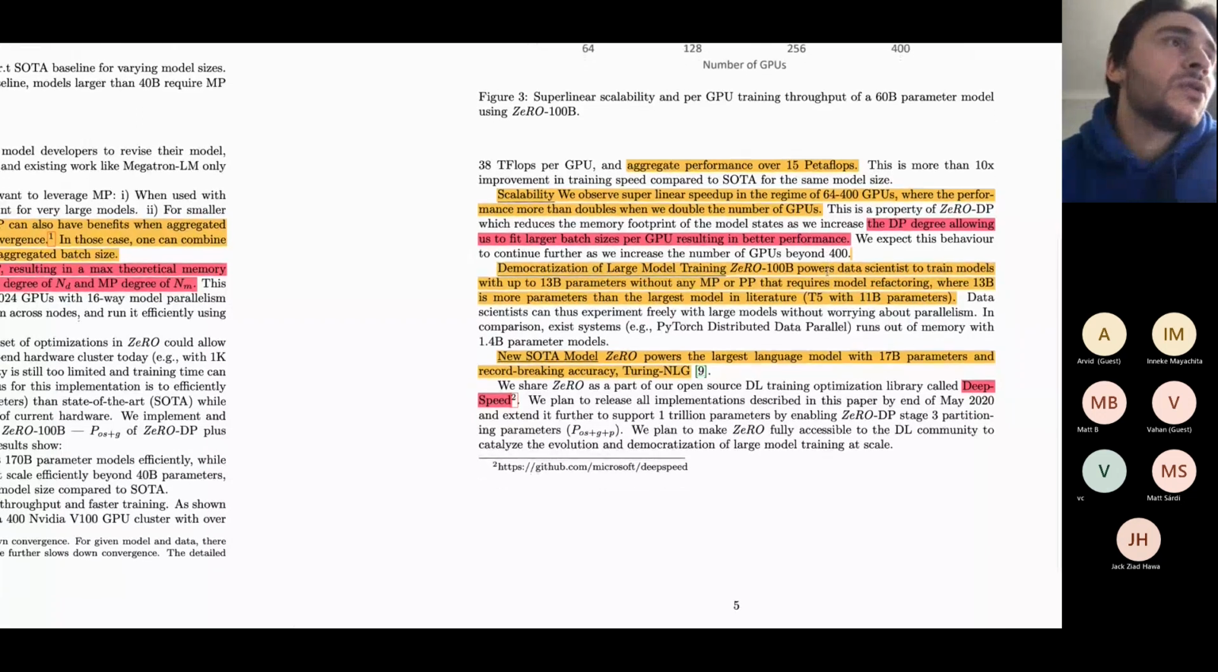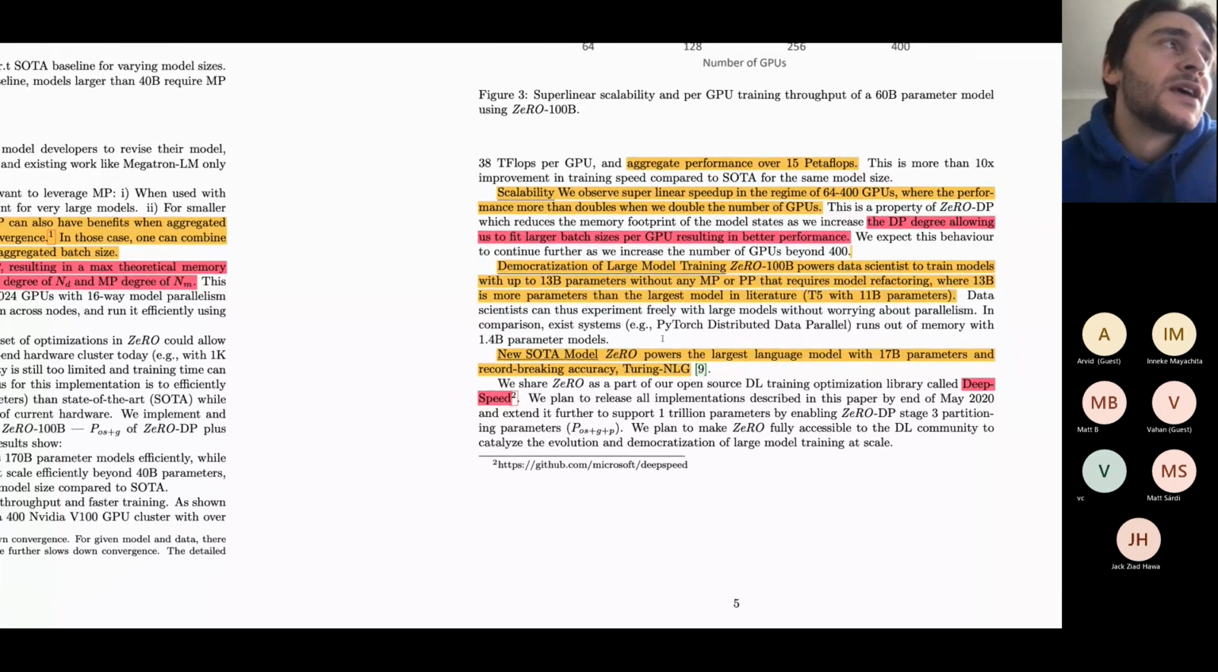Cool. So one point that they make is that they are democratizing large model training for data scientists. I think the main reason they give is their methodology for the software that they put out with this, which is called DeepSpeed, it's just a wrapper around any torch model.